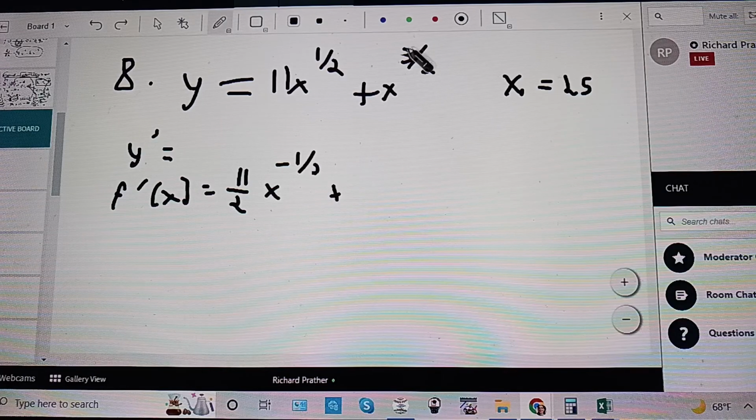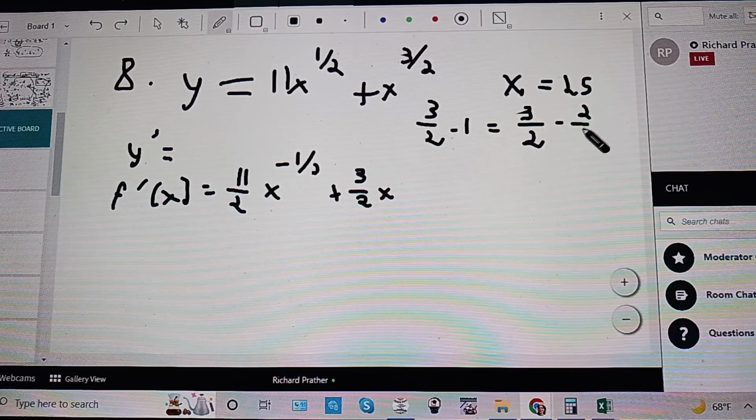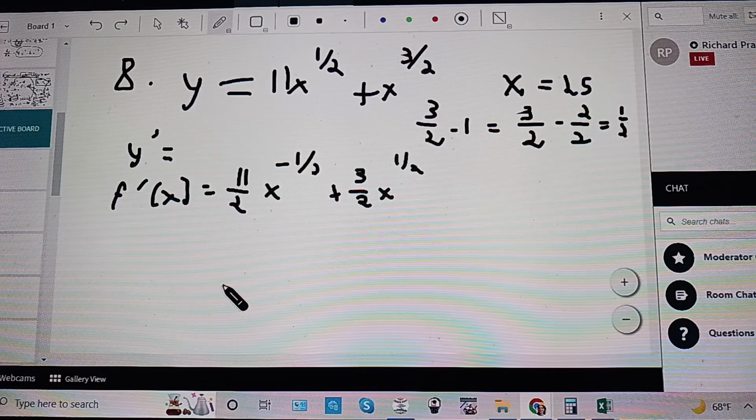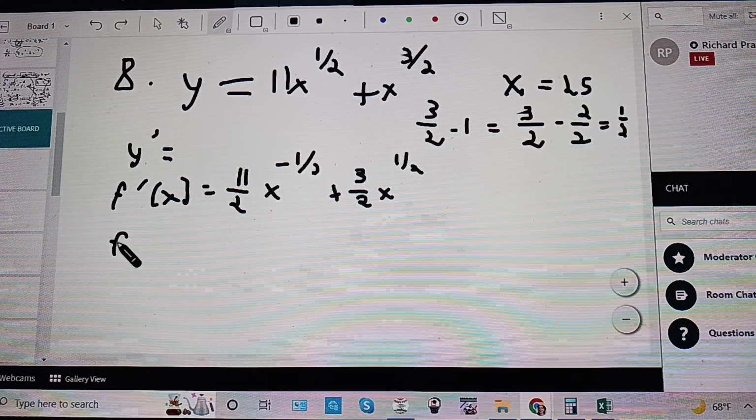And then here I'm doing 3/2, literally times 1 is 3/2. And 3/2 minus 1 is 3/2 minus 2/2, which is 1/2. So decrease the exponent by 1 and you get to 1/2. So they could ask for this. There could be 3 parts instead of 2, and they could say, what's the derivative first? And you would answer this. Then what's the slope of the tangent line at 25? Plug 25 in here to find that out.